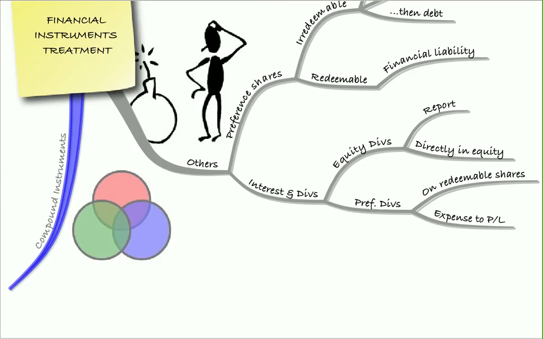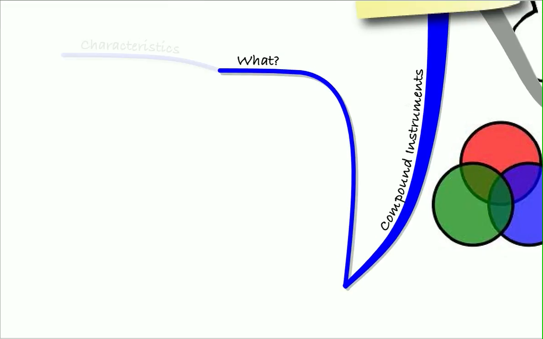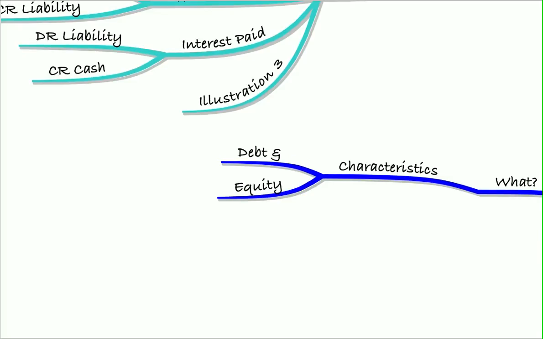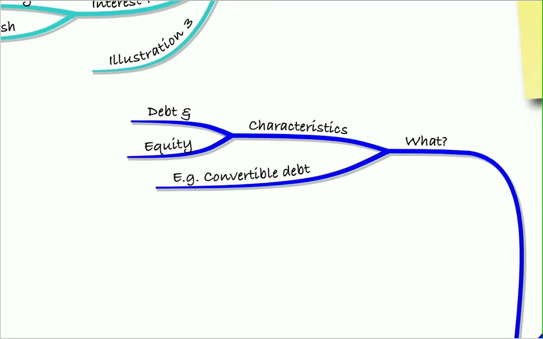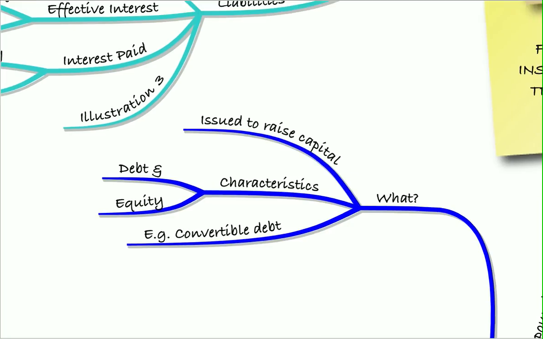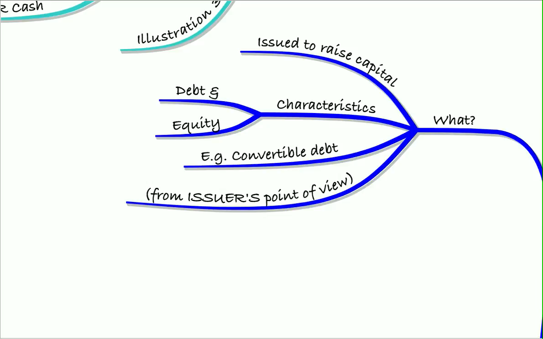So the last thing we looked at in this session was compound instruments. So what were we talking about? Well, they were issued by us to raise capital and they were equity or debt. They had characteristics of both. So what we were saying really was convertible debt. We'd issued some convertible debt that had characteristics of debt and equity. What did we need to do from our point of view? Well, we're issuing this to raise capital. So we're always looking at it from the issuer's point of view. And we're saying, how do we need to deal with this?